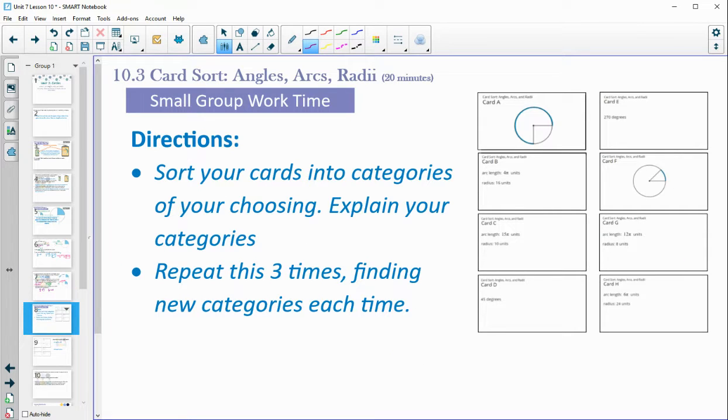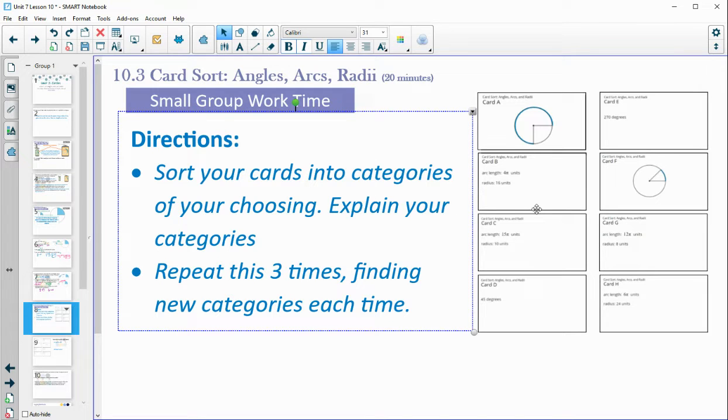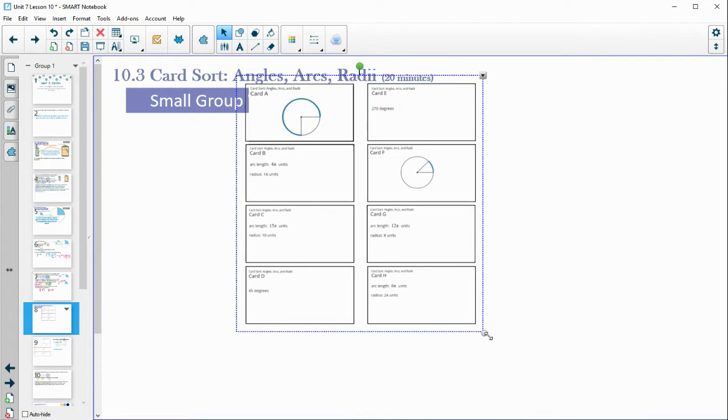All right, then in 10.3, if you're doing this in class, your teacher will give you some cards to sort. If you are doing it at home, I'm going to enlarge these cards in just a second so you can pause the screen and see them and do it yourself. What we're going to do is try and sort these cards into categories and then explain your categories. So do it a few different times, like 3 times, split them into categories, whatever you want. Just know that you're going to need to be able to explain and describe it. So I'm just going to enlarge this so people who don't have cards can get them.